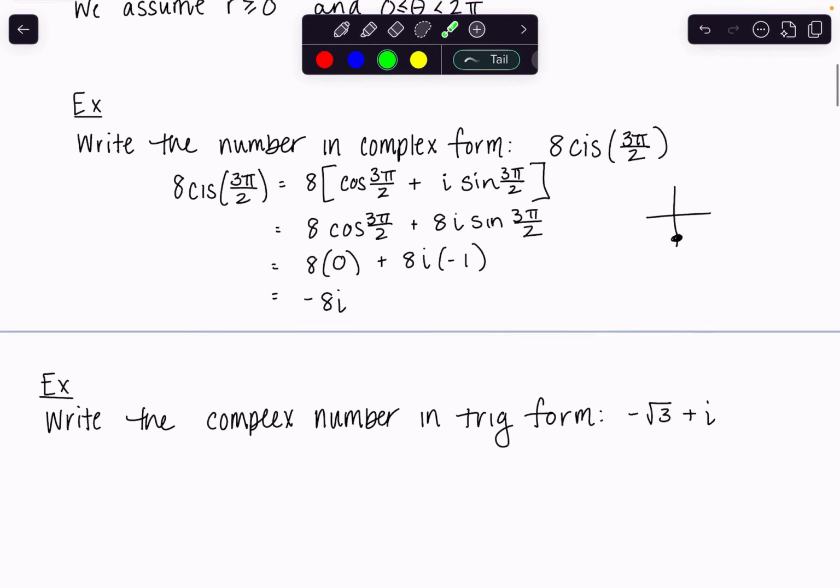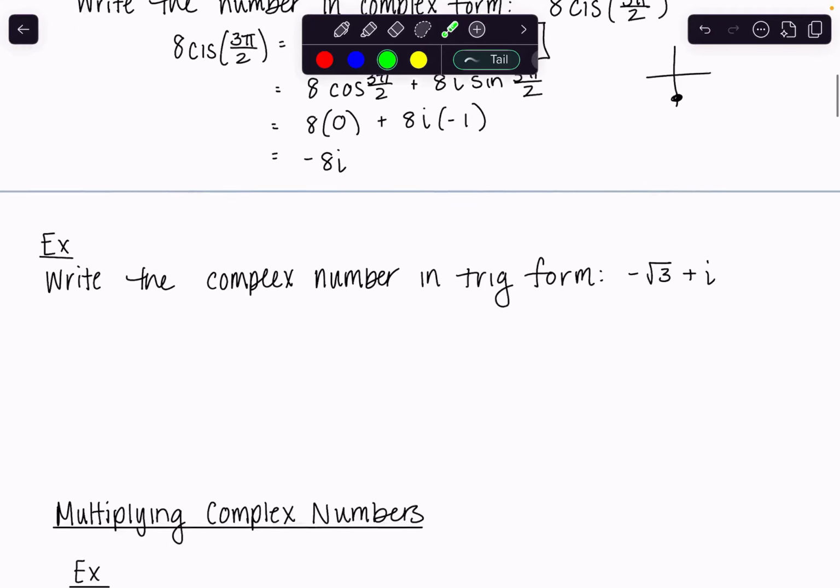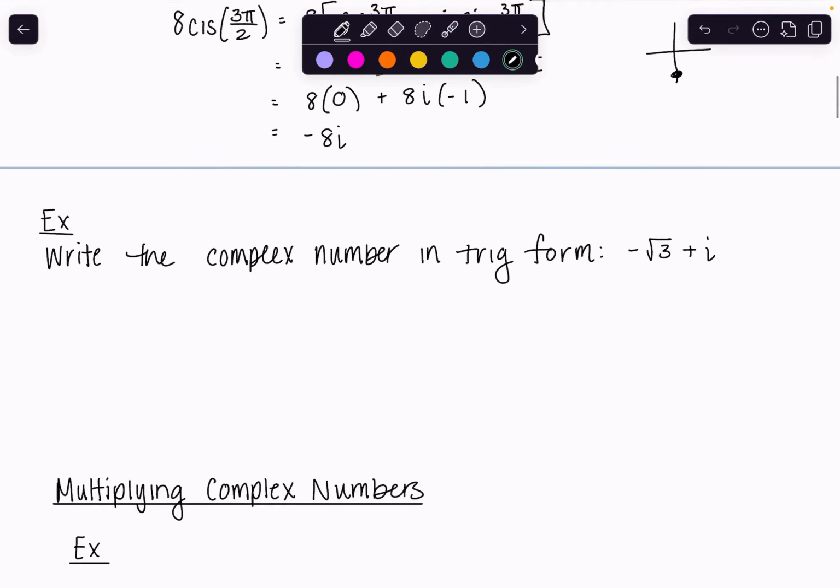Let's try now to do the opposite. Given the complex number, let's write it in trig form. So I'm going to need to find two things. I'm going to need to figure out what is my r value and then also what angle this forms with that positive x-axis. So let's go ahead and draw a little picture just to help us out, because I do need to know what quadrant I'm in.